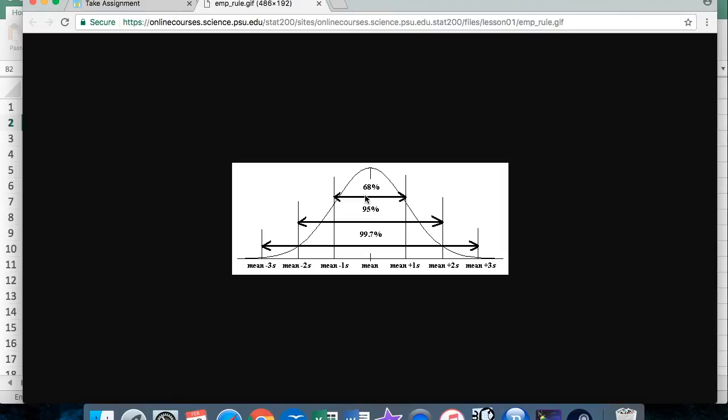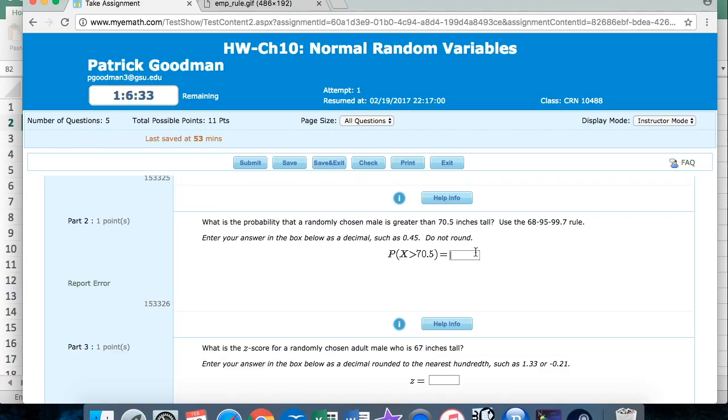So all you have to do is 1 minus the 68%, so that would be your 32%, and then divide that by 2, you get 16%. So then this should be 0.16. So we just used this rule.